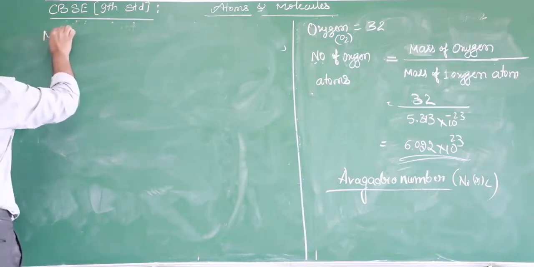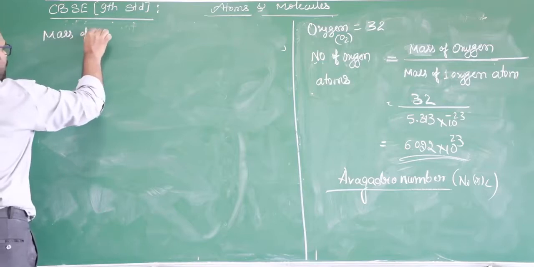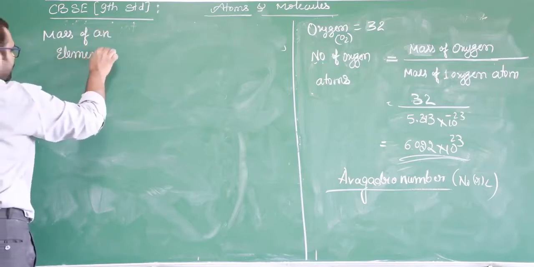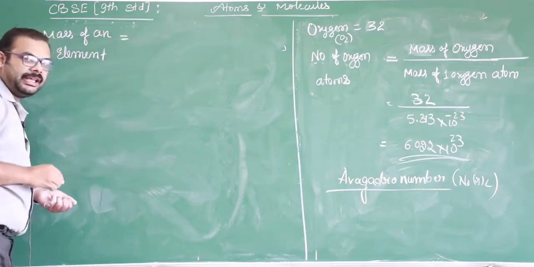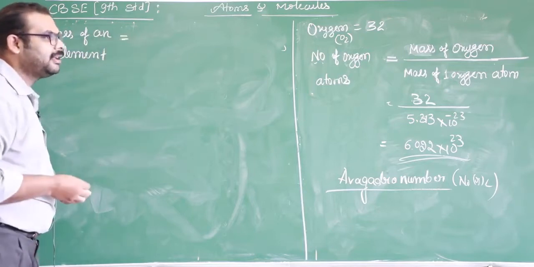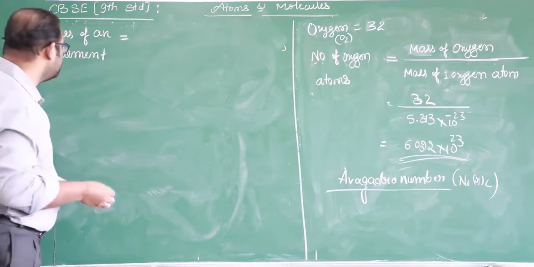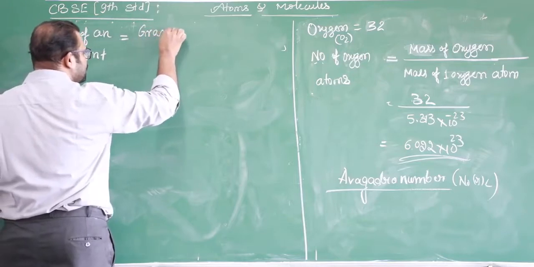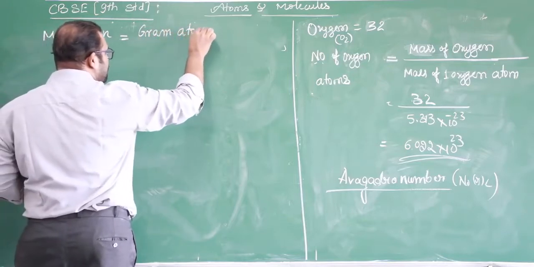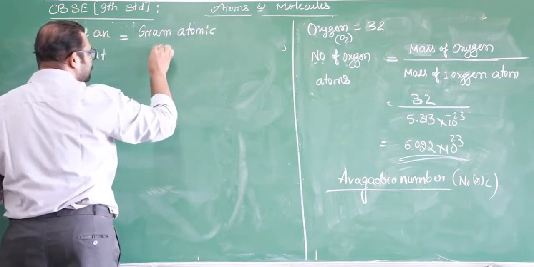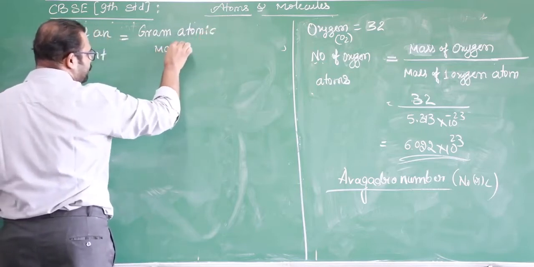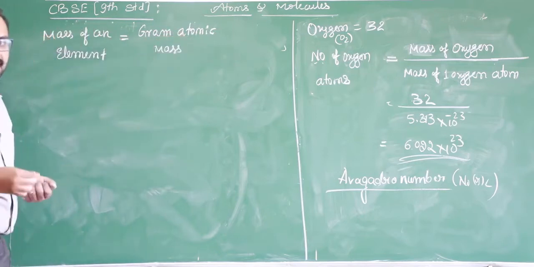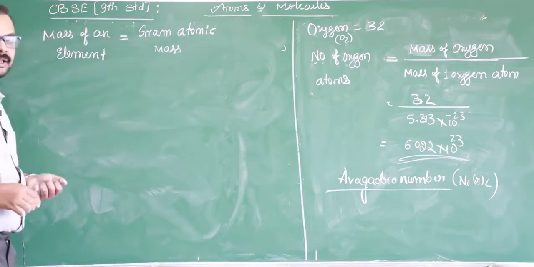So, the mass of an element should be expressed, while calculating in the mole, in terms of gram atomic mass. Gram atomic mass means it is for an atom. If it is a molecule, we have to use gram molecular mass.